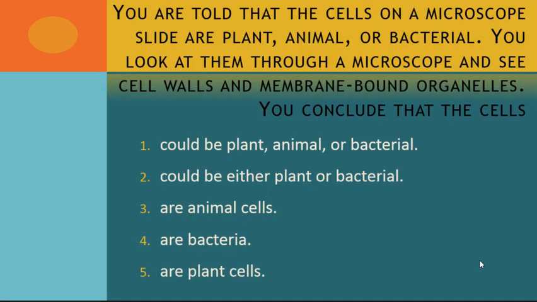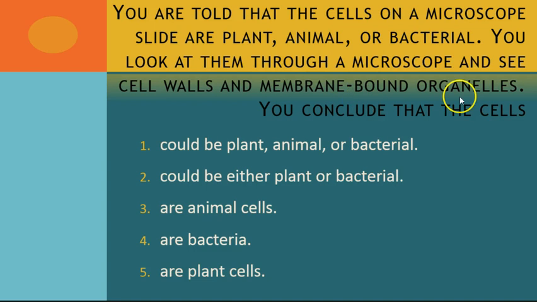Okay, so you're told that you see some cells on a microscope, and the cells are either going to be plant, animal, or bacterial. And when you look at them, you see that they have cell walls and membrane-bound organelles. You conclude that the cells are either plant or bacterial, because they have that cell wall. Are they animal cells? No. Are they bacteria or plant cells? Well, the big key here for distinguishing is going to be cell walls, because bacteria do have cell walls, animals don't, so that knocks animals right out.